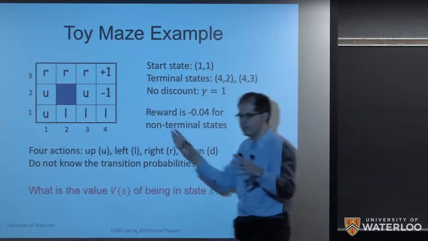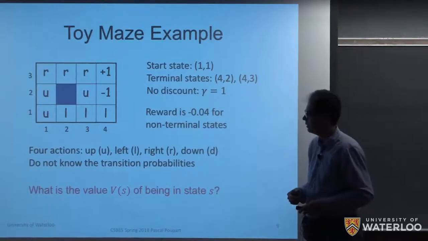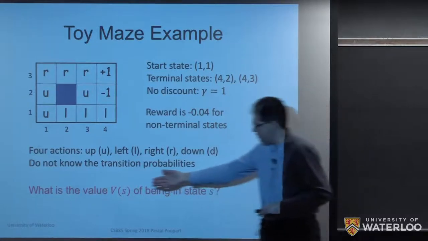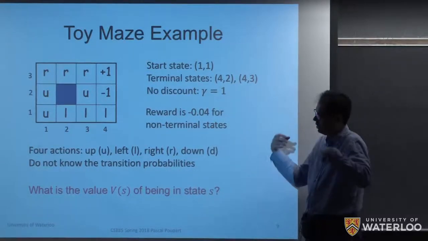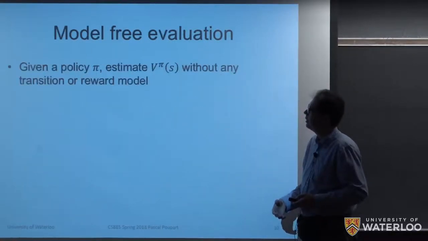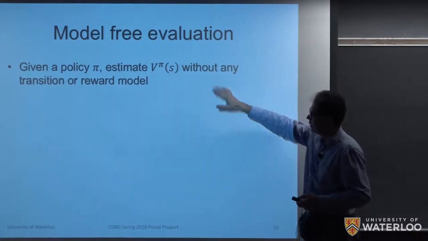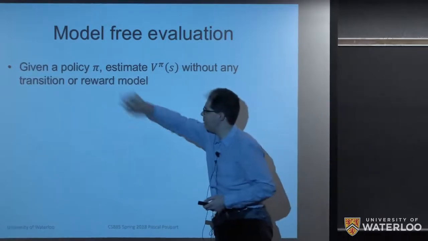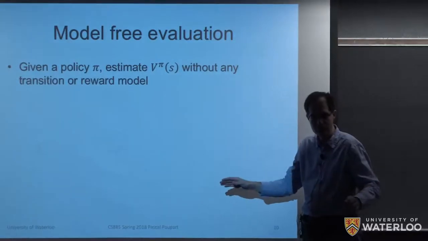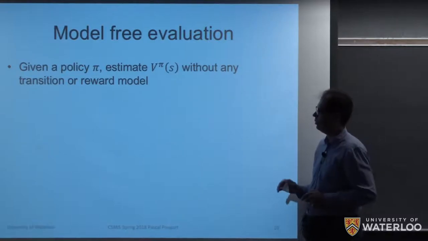Okay? But in any case, this is a policy. And we'd like to know what is the value of this policy. Okay, so then let's see some ways in which we can evaluate this policy. So this is going to be now model-free, value-based reinforcement learning. Okay, so we're going to start by just evaluating. So it's model-free evaluation. And so I'm given a policy pi, and I want to evaluate v pi of s. And here, I do not know the transition model, and I do not know the reward model. Okay, so the agent doesn't know.